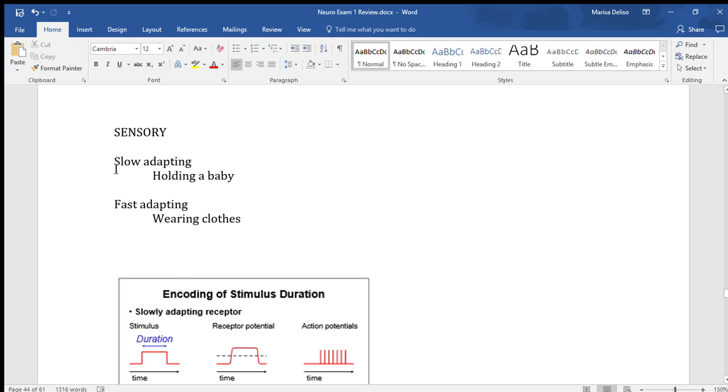So let's talk about slow adapting versus fast adapting sensory receptors. This is really important, because what they'll do is give you a scenario and then they can ask, was it slow adapting, fast adapting, and a bunch of other things.